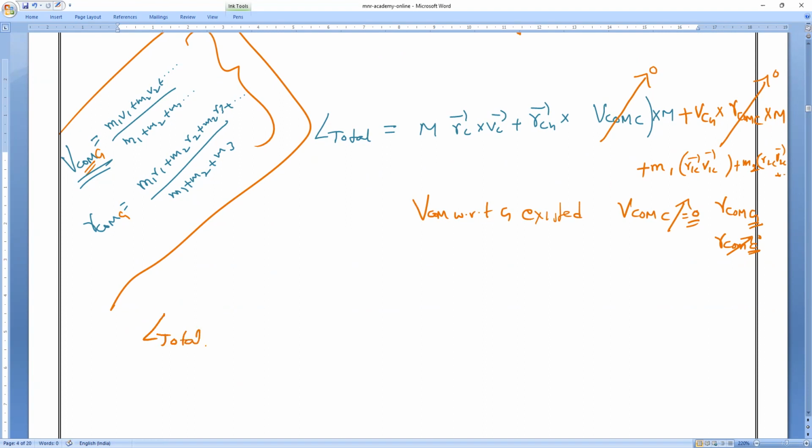So L total, the total angular momentum, is equal to capital M into RC into VC plus this whole term will become 0 plus 0 plus the last term M1 R1C V1C plus M2 R2C V2C and so on. It will be clear, everybody. Any problem for anyone? You all can ask me.